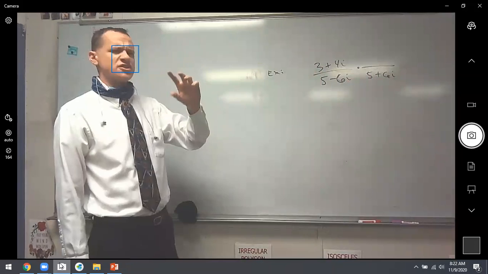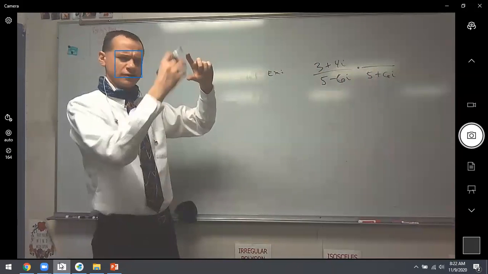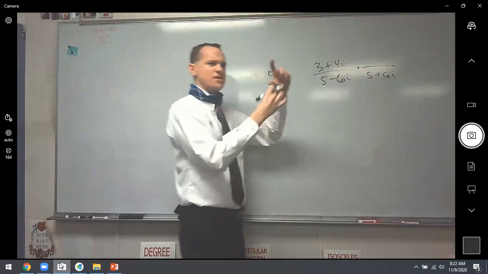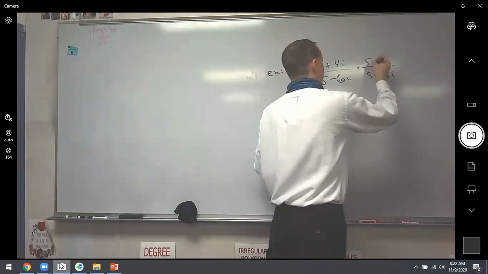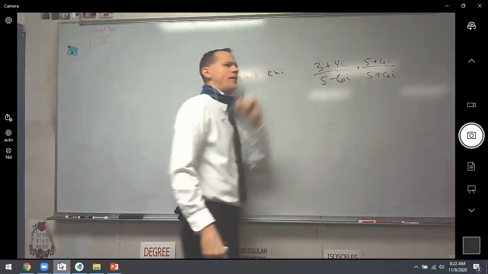But just like any fraction, if you're getting a common denominator, you've got to multiply the top and bottom through by something, right? So you have to do it on the top too. You can't just do the bottom. You have to do the top and the bottom.